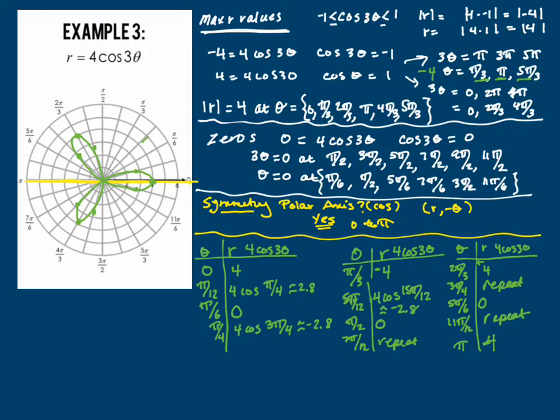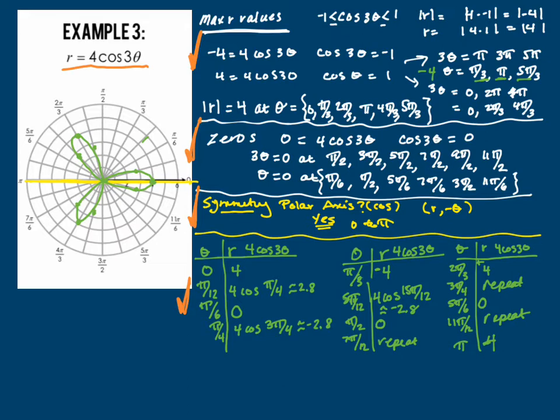So class, we're starting on example 3 from 6.3, and we have the equation r equals 4 cosine 3 theta. In order to graph this, we're finding the maximum r values first. Then we're finding the zeros. Then we find symmetry. And then we plot the points given all that we know from the above. All right, so let's just start out slow.